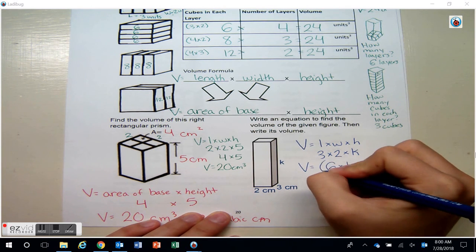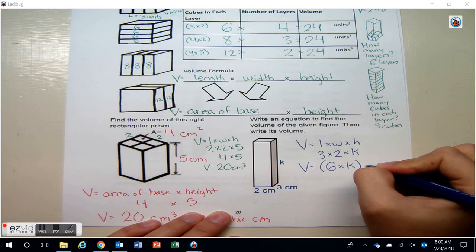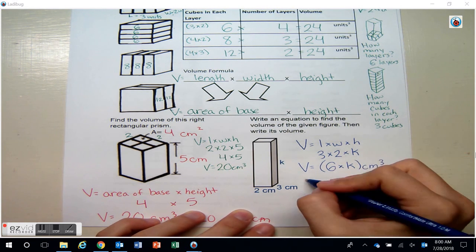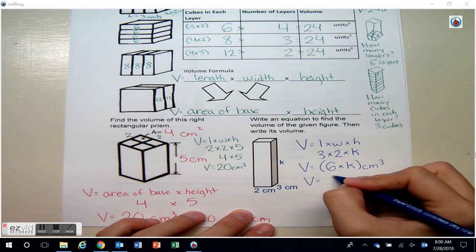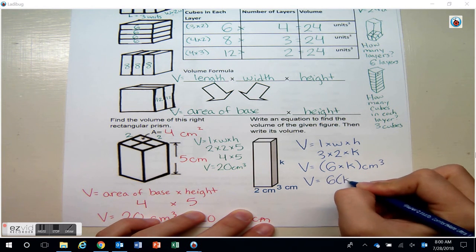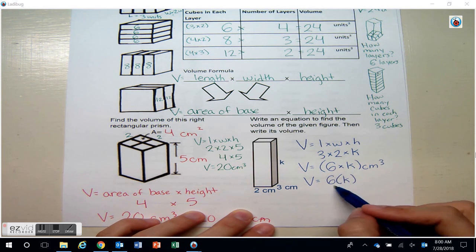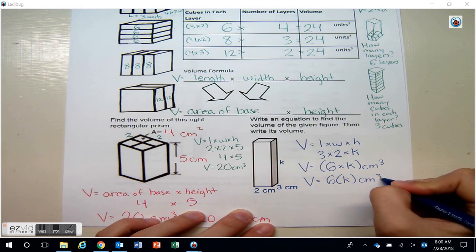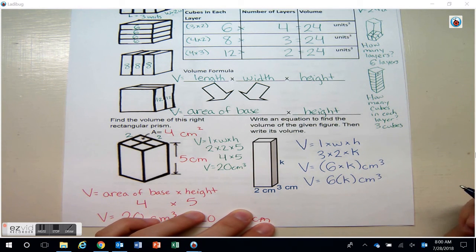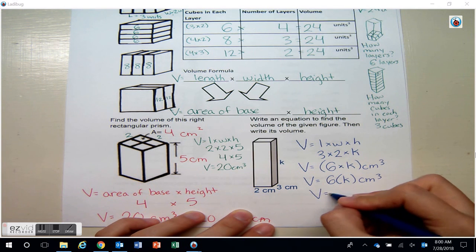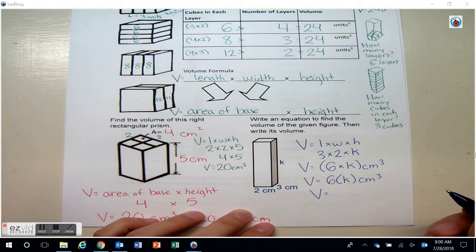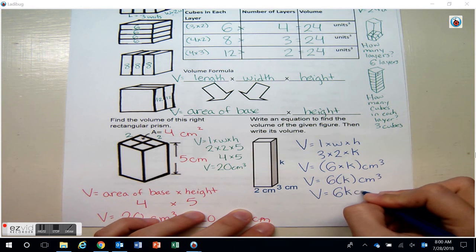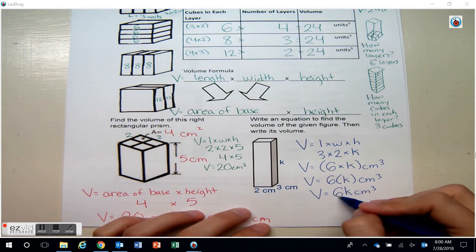This is centimeters cubed. We could say volume equals 6 parentheses k, because if you remember, if a number is touching the parentheses, that means multiplication. Or, because it's a variable, it has a very special rule, we can write the 6 right next to the variable, and that means multiplication as well. So we're done. All we had to do was find that unknown.